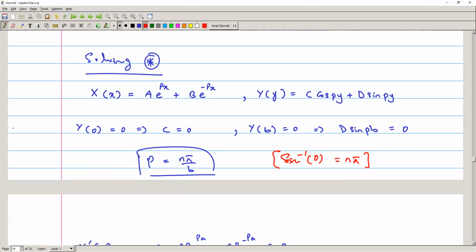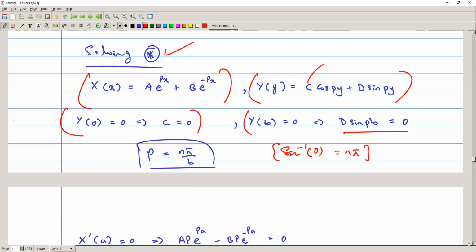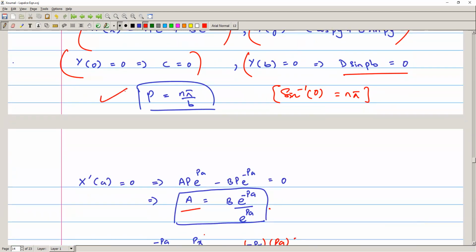First of all, we will solve the first equation. We know that the solution for this equation will be given by these two functions. Now we'll apply the boundary conditions here. Y(0) is 0, which implies c is equal to 0 from here, right? And then Y(b) is equal to 0 implies that d sin(pb) is equal to 0. So we can get the eigenvalue from this equation, right? So the eigenvalue for the problem is p equals n pi over b.